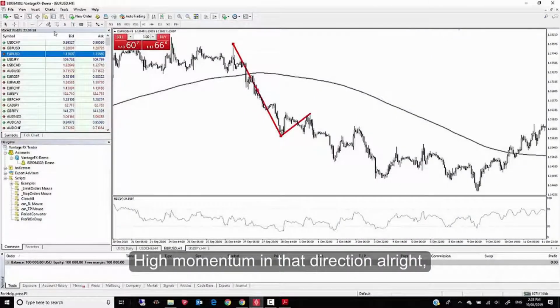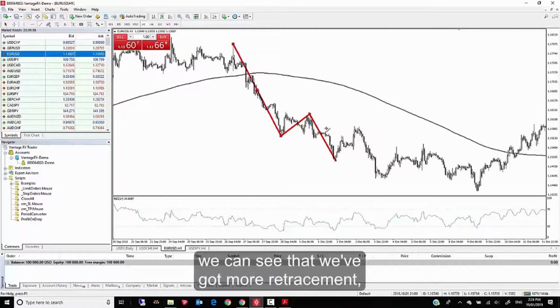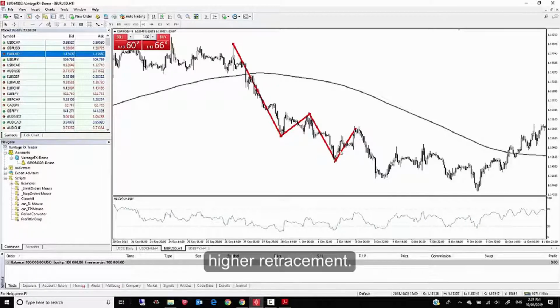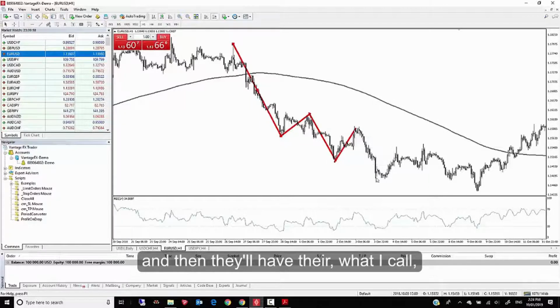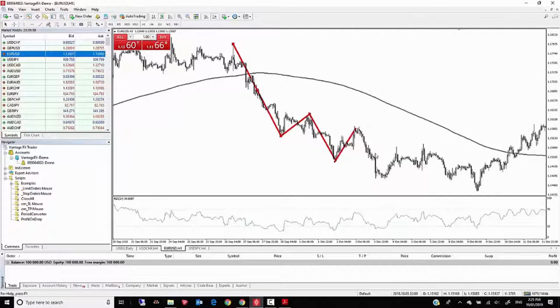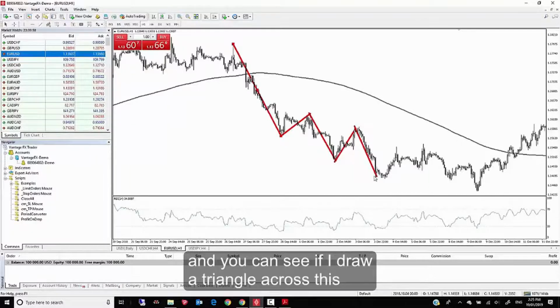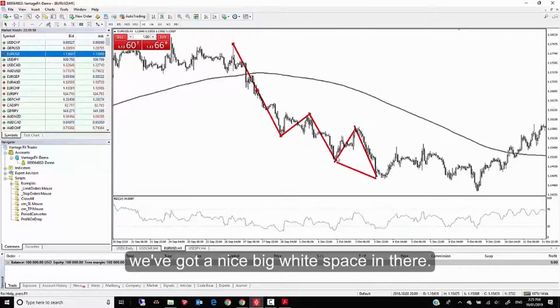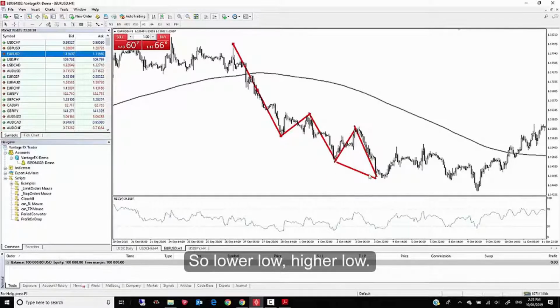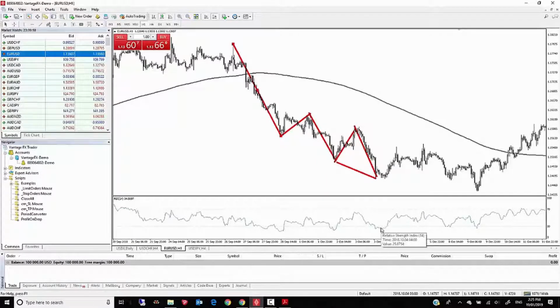So, high momentum in that direction. All right? And then as we go down further and further, we can see that we get more retracement, higher retracement. So as these sellers push in, and then they have what I call the last hurrah, like the last push, then that's typically around the area where we'll find divergence. And you can see if I draw a triangle across this, we've got nice big white space in there, okay? Okay, so lower low, higher low, okay?